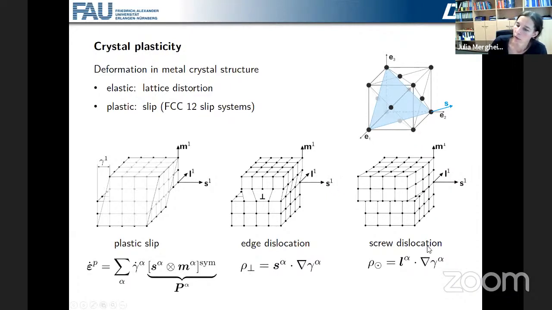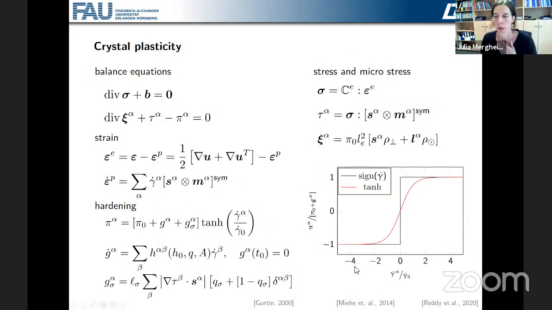And for the screw dislocations, the density is a part of the gradient of the plastic slip in the direction of the line vector. And these dislocation densities also enter the formulation, and therefore the model that we introduce here depends on the gradients of the plastic slips and is a gradient enhanced crystal plasticity model. So to solve this model, we need a set of equations, which is given here.